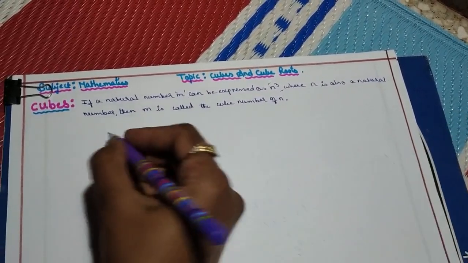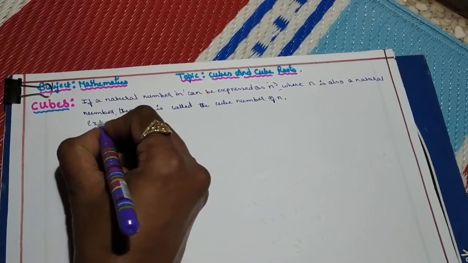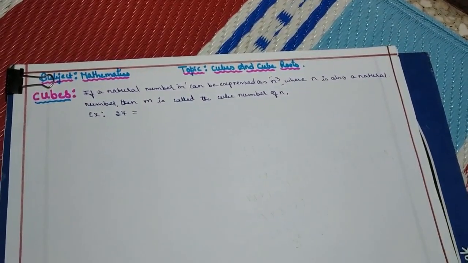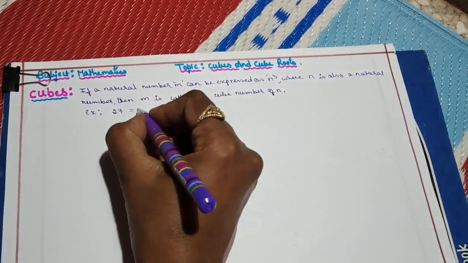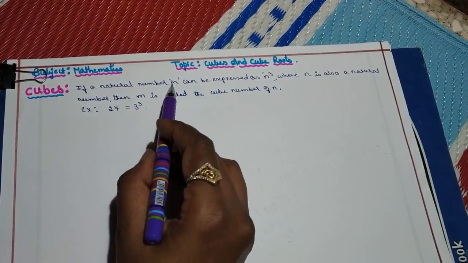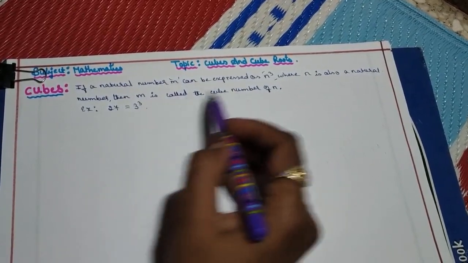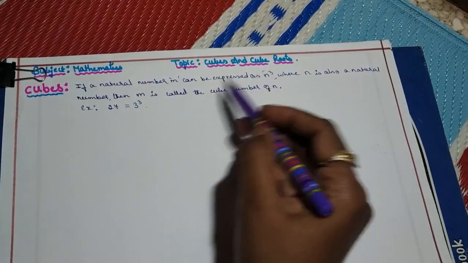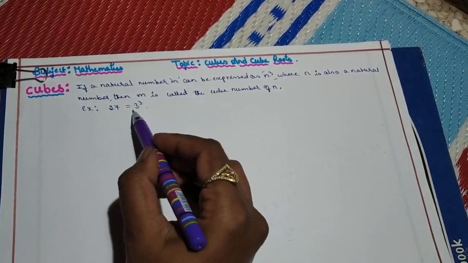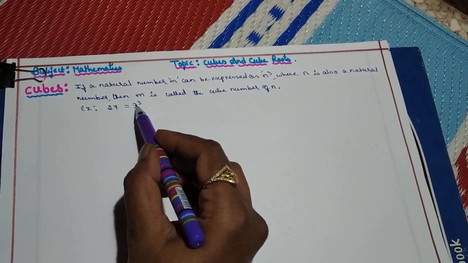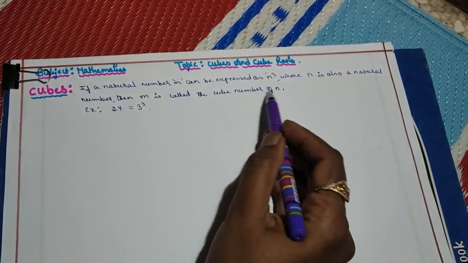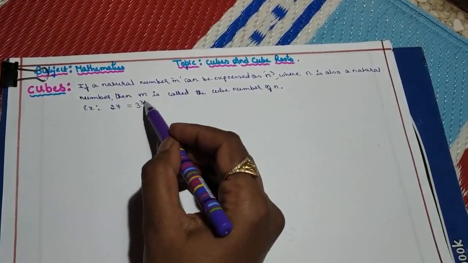For example, 27 can be written as 3 cube, where 27 is m, which can be expressed in terms of n cube, that is 3 cube, where n is also a natural number, that is 3 is a natural number. Then m, that is 27, is called the cube number of n, that is 3 cube.